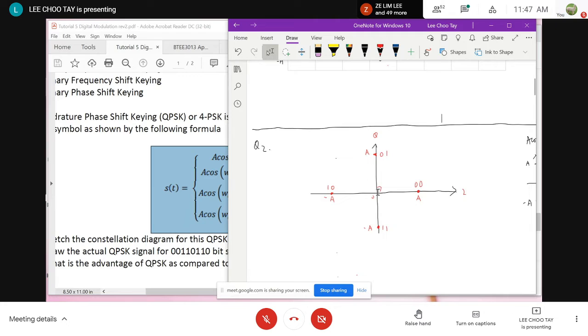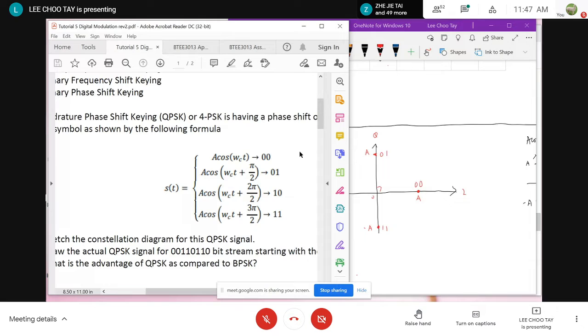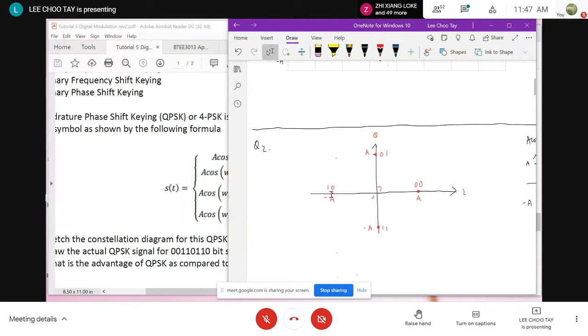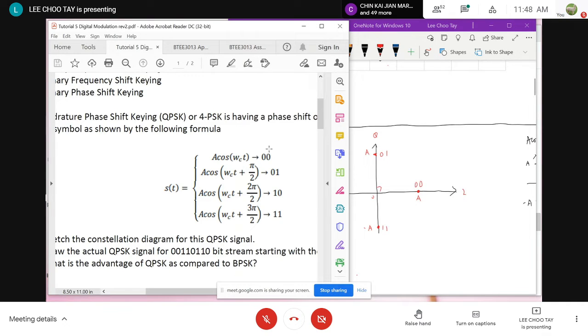Yeah, and then for 10, 10 is pi radian or 180-degree phase shift. So therefore 10 is here. Yeah, and then with amplitude of A as well. Okay, and then 11 is 3 pi over 2 or minus pi over 2. So that is again with the amplitude of A. So that's why your red dot is here. Okay. So that is the constellation diagram for QPSK, sent with this phase shift arrangement.